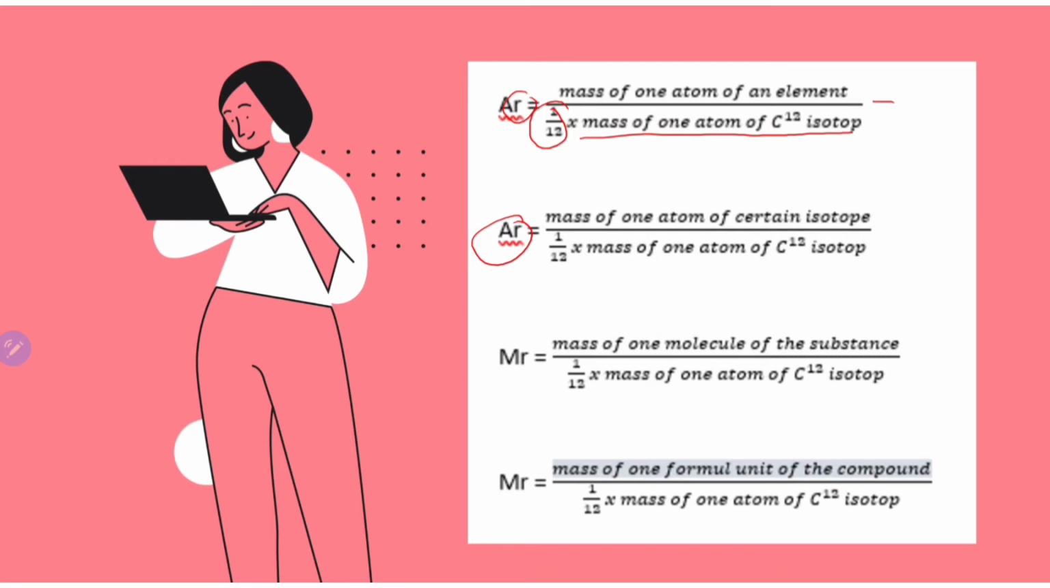MR is the mass of one molecule of the substance over 1/12 times the mass of one atom of C12 isotope, and MR is the mass of one formula unit of the compound over 1/12 times the mass of one atom of C12 isotope.